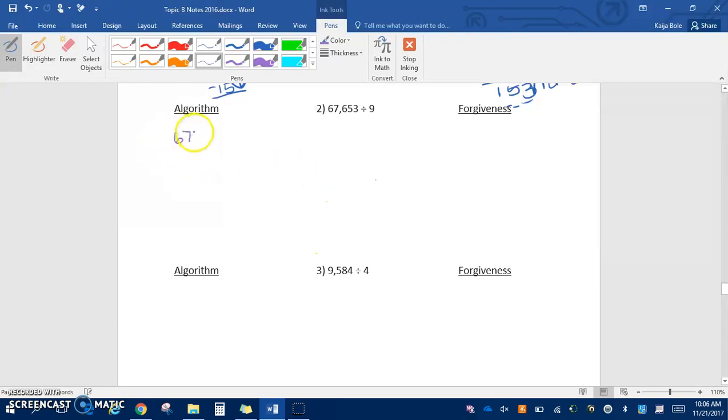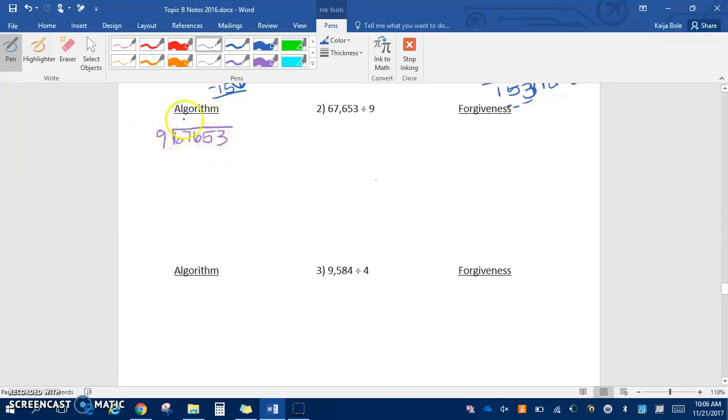So 67,653 goes on the inside. Leave some space up above, and we're dividing by 9. So now we ask ourselves how many groups of 9 go into 6, and we know that that's 0. So you can either write a 0 or just leave it blank. So we're going to move on to the 67.